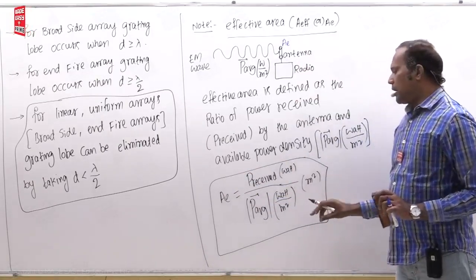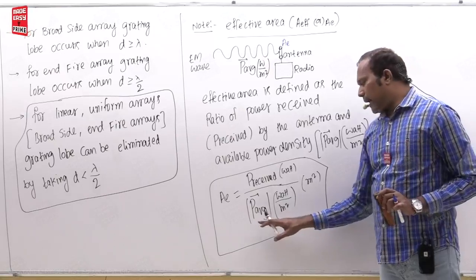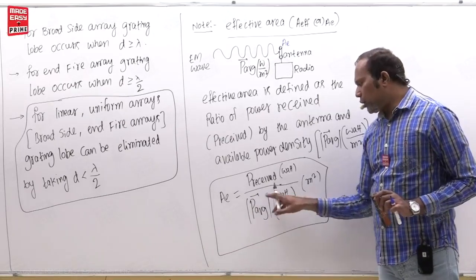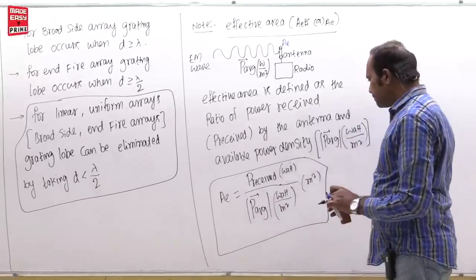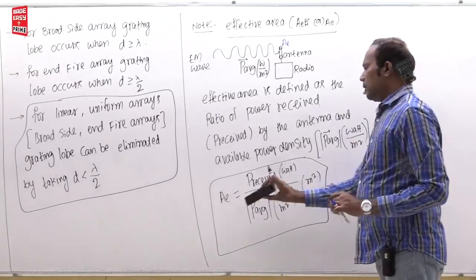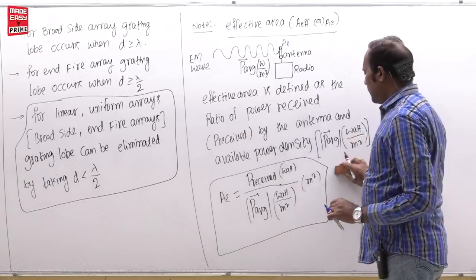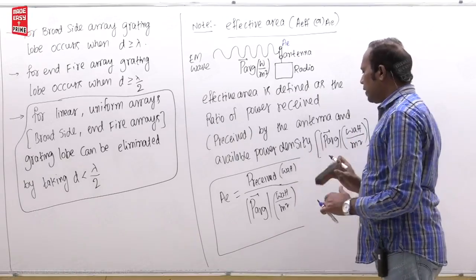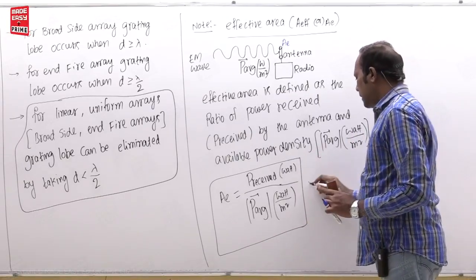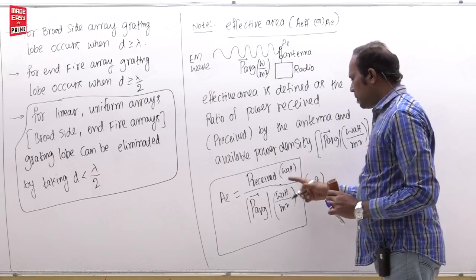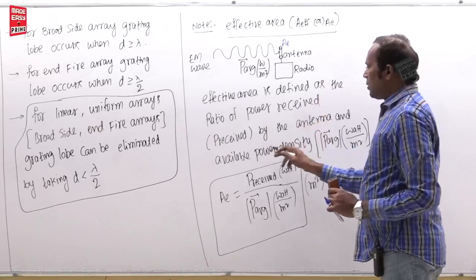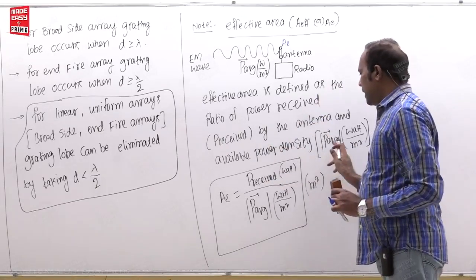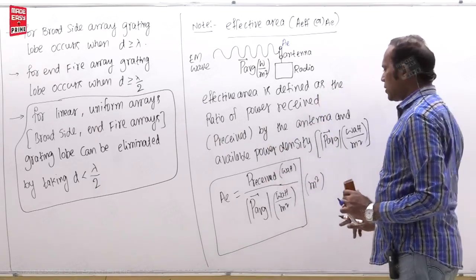In any question, if the power received and the average Poynting vector magnitude are given, then you can get the effective area. You can write the unit of AE outside, that is meter square, students, because you will be confused here. So meter square. Already I have written power received and available power density, or otherwise the average Poynting vector, is this one.